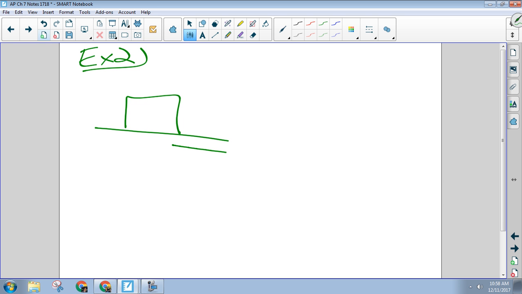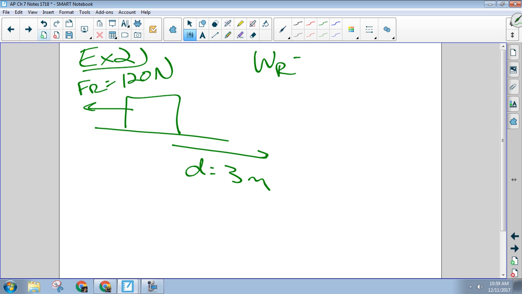This time the box is sliding. We're still going to have the same displacement of 3 meters, but this time Roy is trying to stop it. All right? So, the work done by Roy is equal to the force of Roy dotted with the displacement, which is really force of Roy times distance times cosine of theta.